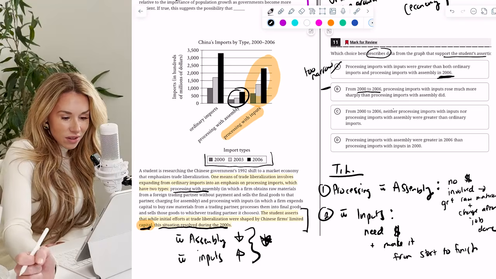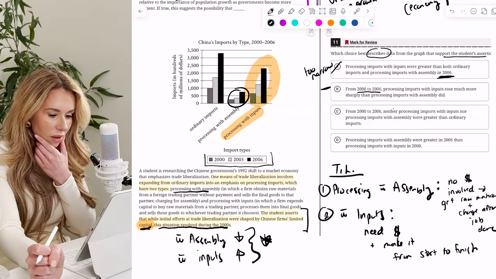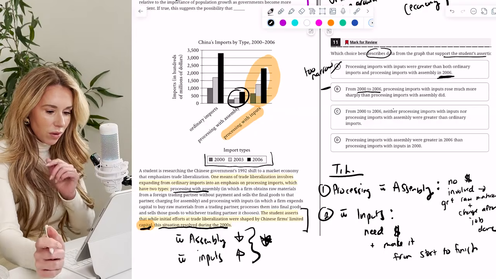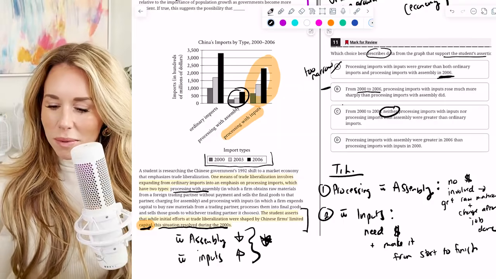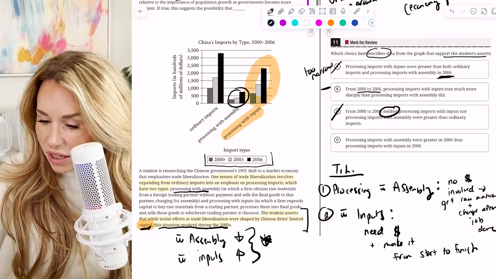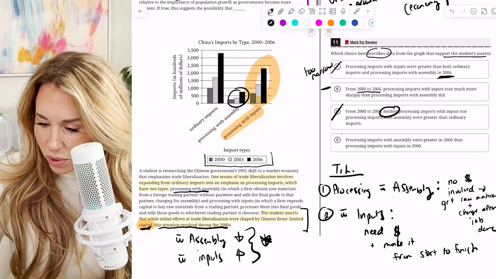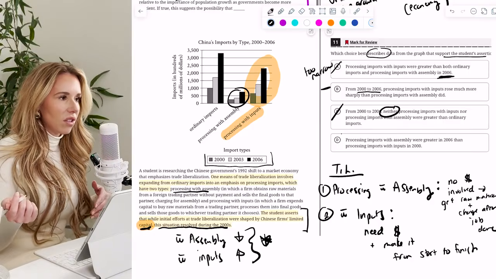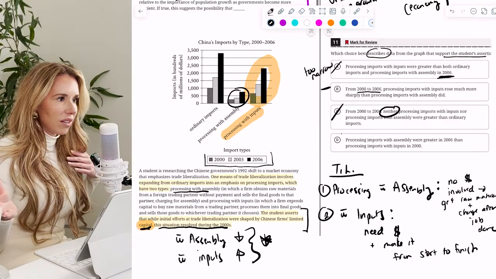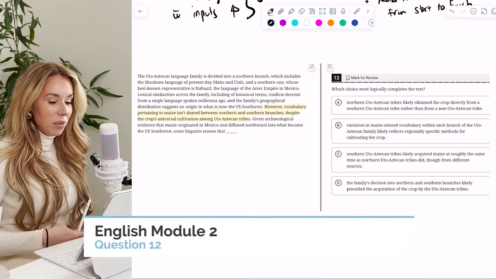C says from 2000 to 2006, neither processing imports with inputs nor processing imports with assembly were greater. Okay, they're comparing the 2 when we want them to be different, so that's out. Processing imports with assembly were greater in 2006 than processing imports with inputs in 2000. No, that doesn't show us that it resolved in the 2000s. If we're just comparing one year in the 2000s to another, it's definitely B. All right, logically completes the text.